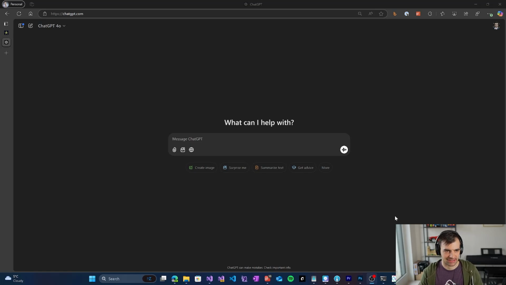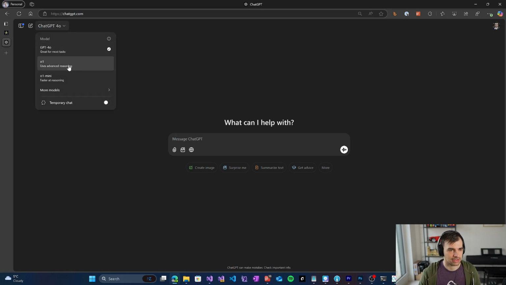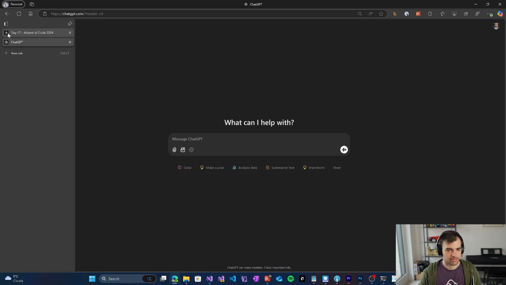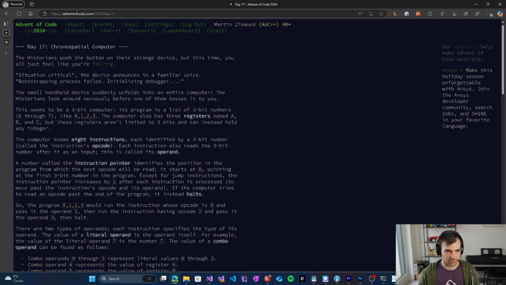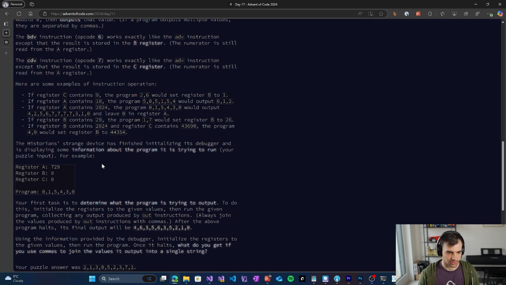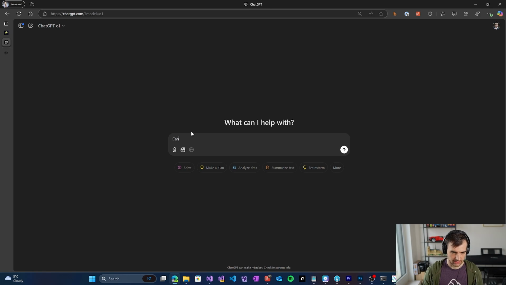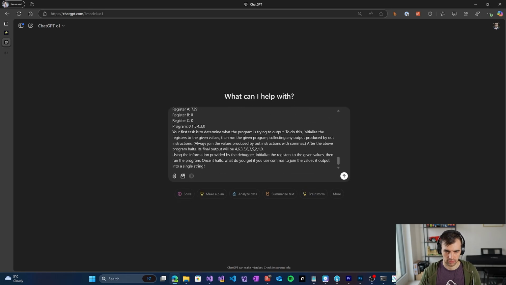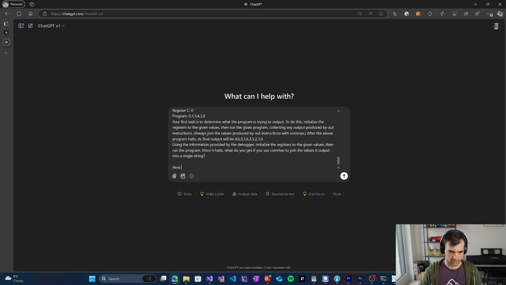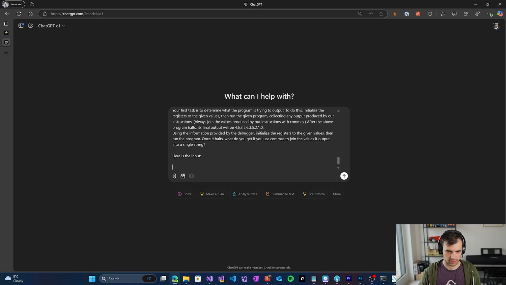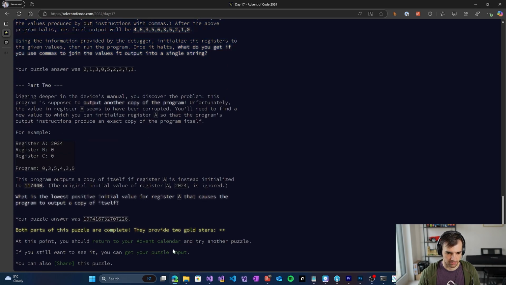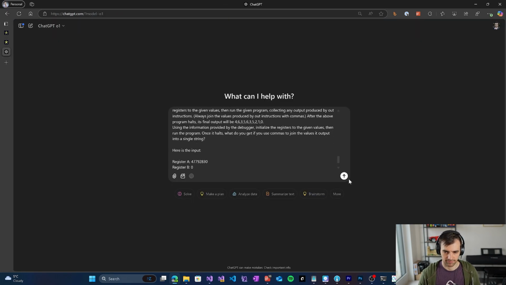So let's see if ChatGPT can solve day 17 of Advent of Code. And this time I can actually use ChatGPT o1, because the problem we are solving today does not require any complex input. So I can take the problem description, put it there. Can you please solve the following problem? Here is the input, and I will just paste the whole input there directly as my prompt.